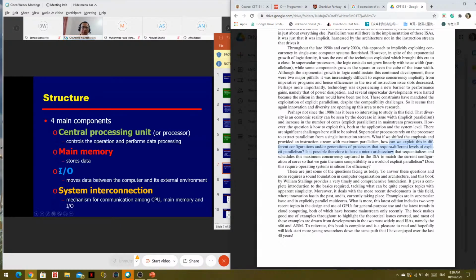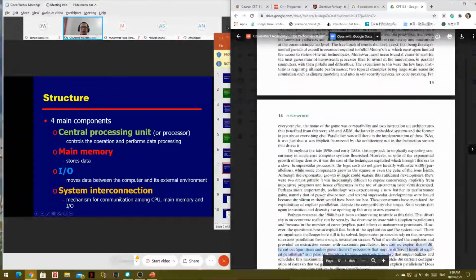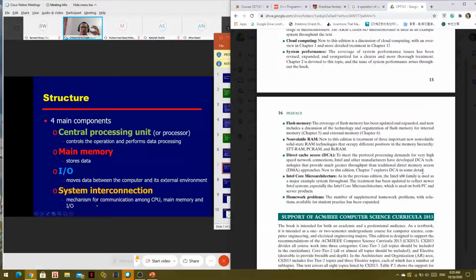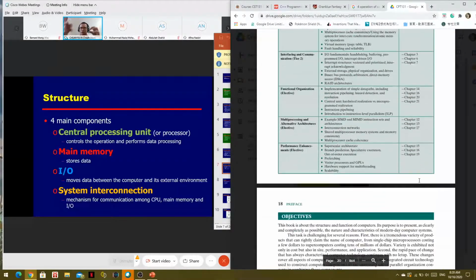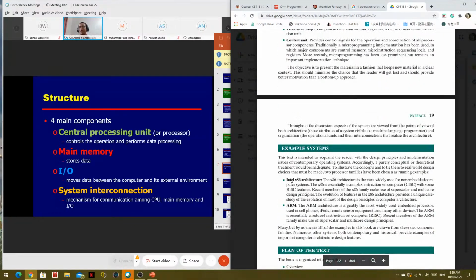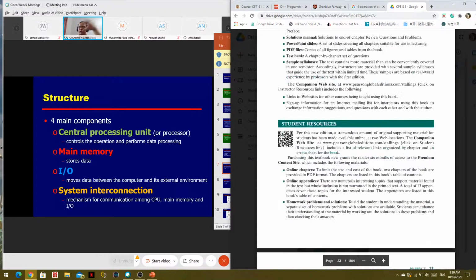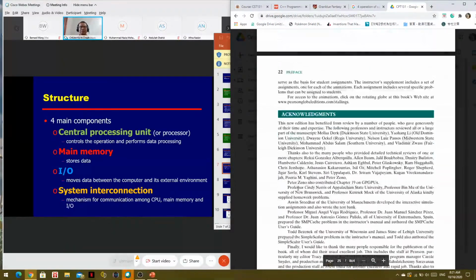And the fourth one here is the system interconnection. This one is the connections between the processor and all the other important components such as memory, I/O, and so on and so forth. Now, this one again is usually the motherboard kind of connections, right?